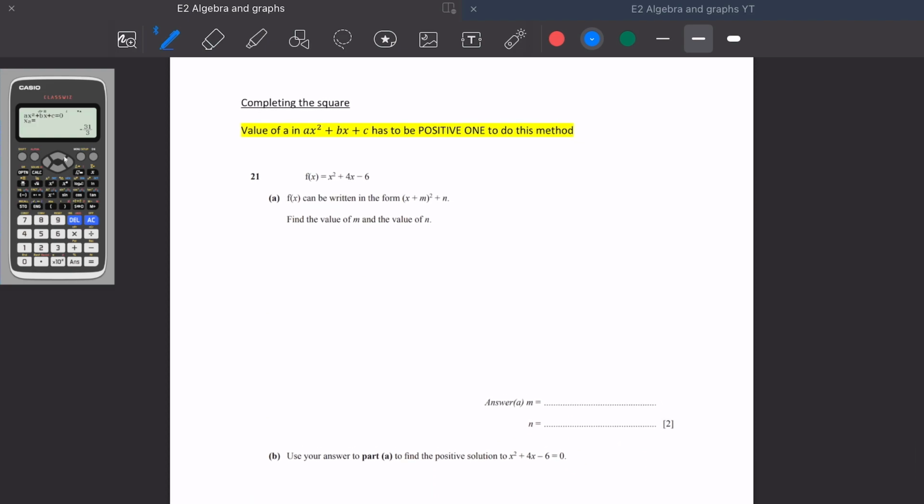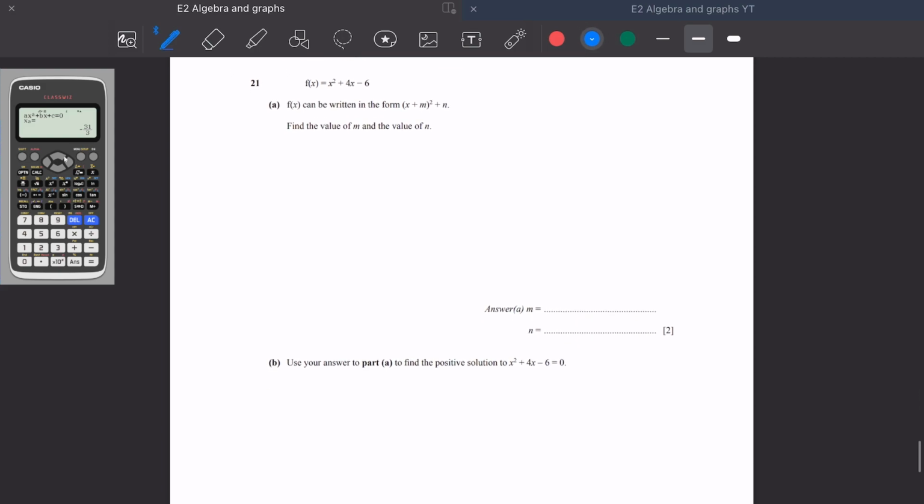The next way to solve quadratic equations is by completing the square. What you have to make sure of when you're doing this method is that the value of a in ax squared plus bx has to be positive 1. Otherwise this method won't work. So let's try this. f of x is x squared plus 4x minus 6, and it can be written in the form x plus m whole squared plus n. Find the value of m and n. So how do you go about this?